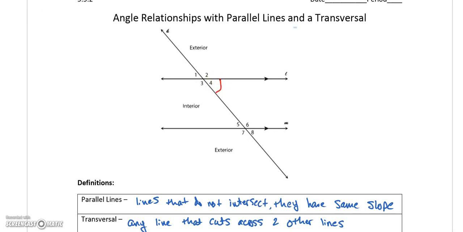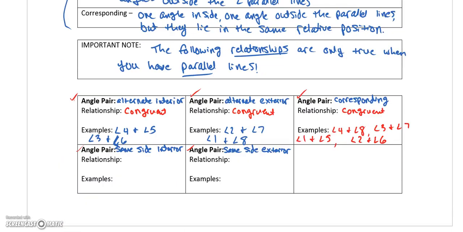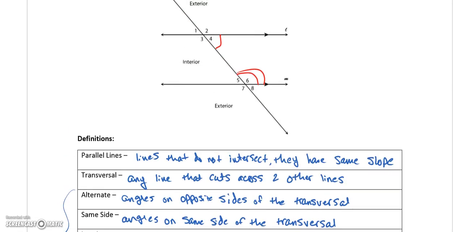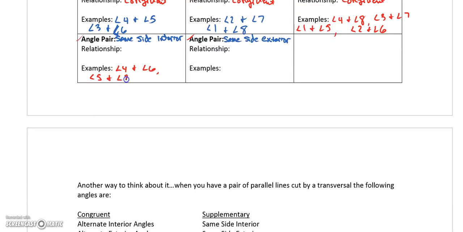So let's pick angle 4. That's on the right side of my transversal. Well, I have 3 other interior angles, 3, 5, and 6. Which one's on the same side? Angle 6 is on the same side. So angle 4 and 6 are same side interior. Also angle, what was the other one? 3 and 5. Okay, these are going to be supplementary, which means add to 180, just to refresh you, 180 degrees.